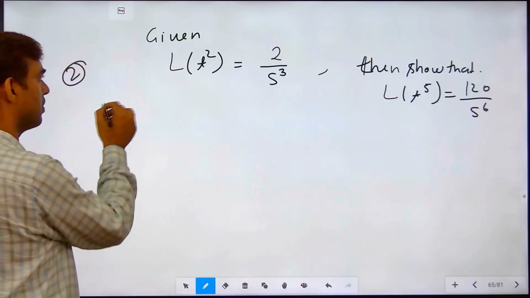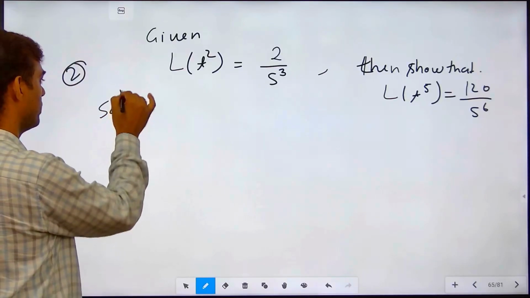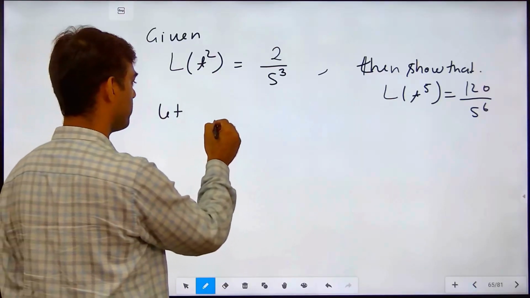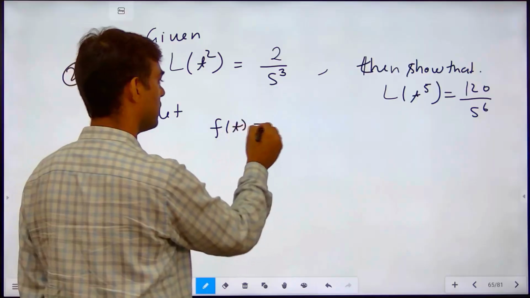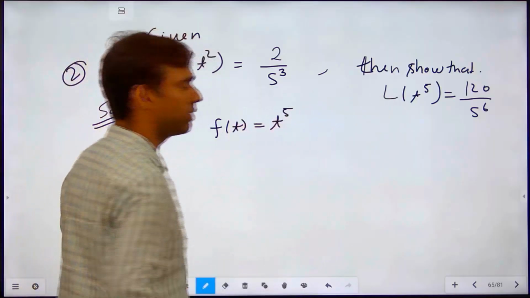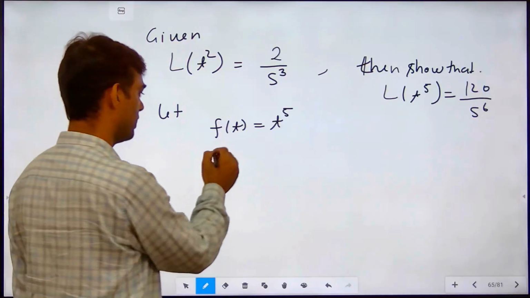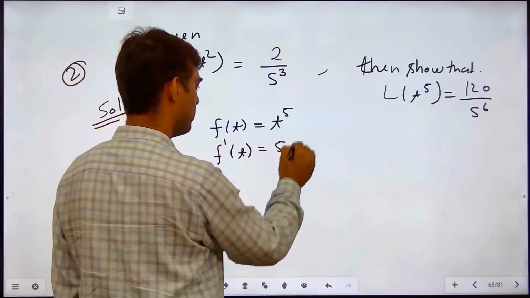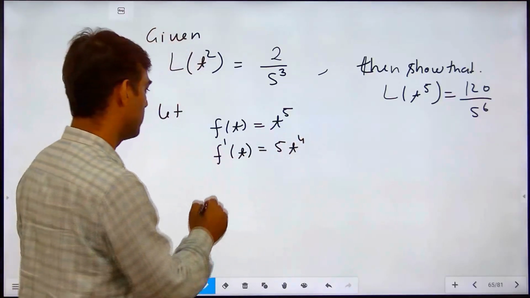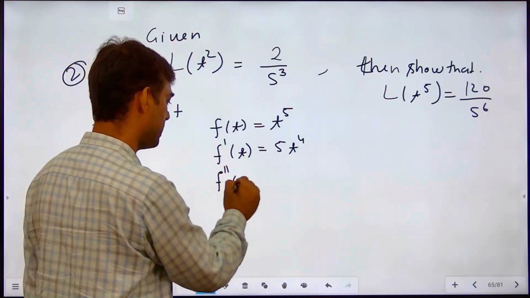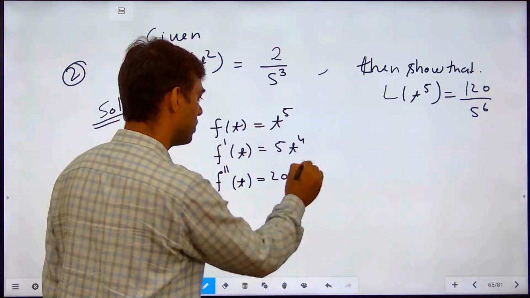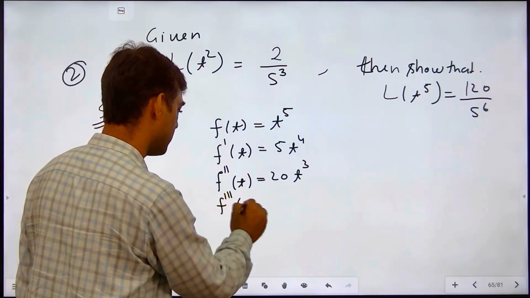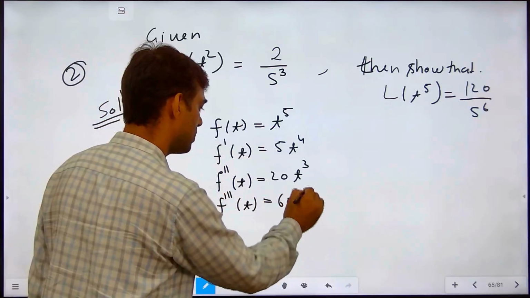So, in order to solve this problem, how do we find the solution? Let f(t) equal t to power 5. Then what is f dash t? The first order derivative f dash t equals 5 t to power 4. What is the second order derivative? F double dash t equals 20 t to power 3. And what is the third order derivative? F triple dash t equals 60 t square.